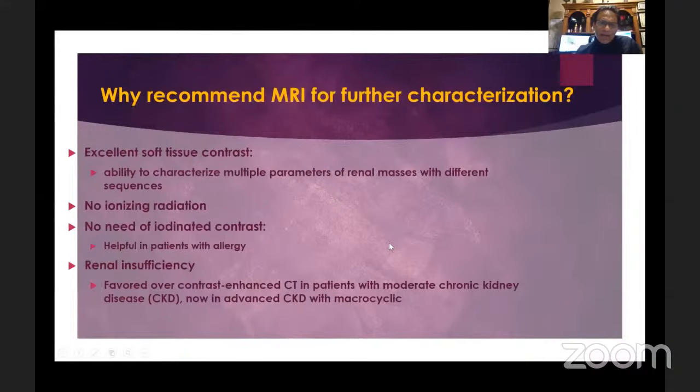So that's where MR comes in. MR has excellent soft tissue contrast, due to which we can use multiple sequences and parameters to characterize the renal lesions. We do not need iodinated contrast, so some of the patients who have allergies can still be scanned with this. In cases of renal insufficiency, now with newer macrocyclic agents, we can give IV contrast even in end-stage renal failure.